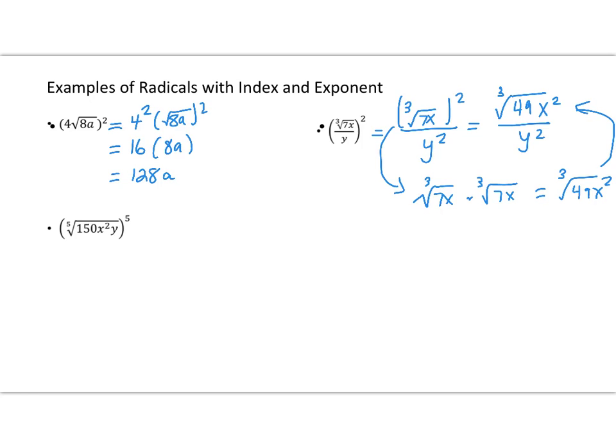In the last problem, this is just pretty simple. Since I'm taking the fifth root of everything underneath 150x squared y, and then I'm raising it to the fifth power, it's just what's under the radicand. In this case, it's just 150x squared y.